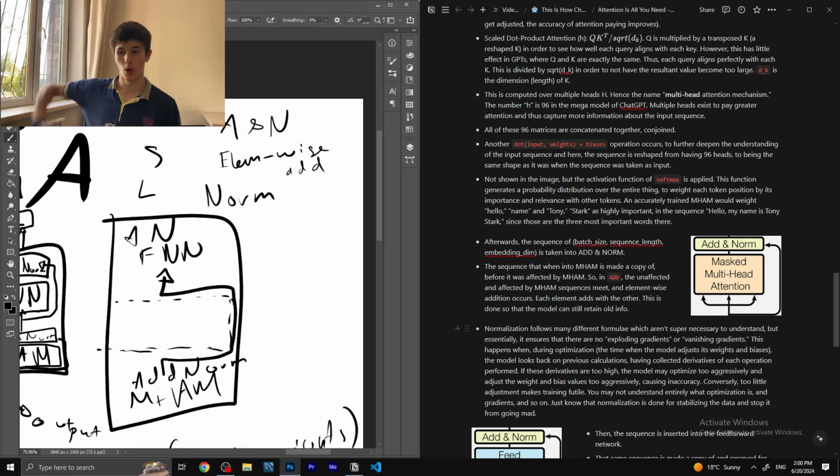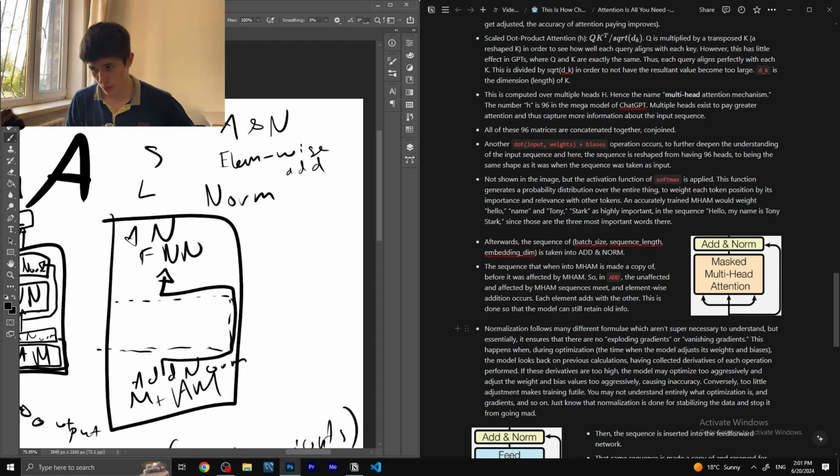If the derivatives are too high, meaning how much change has happened, then the model may optimize too aggressively, and that will hinder the accuracy. Conversely, too little adjustment makes training futile. If the derivative is very small, very low, there's going to be very little change to the neural network's adaptations of the weights and biases, which is a very big problem.